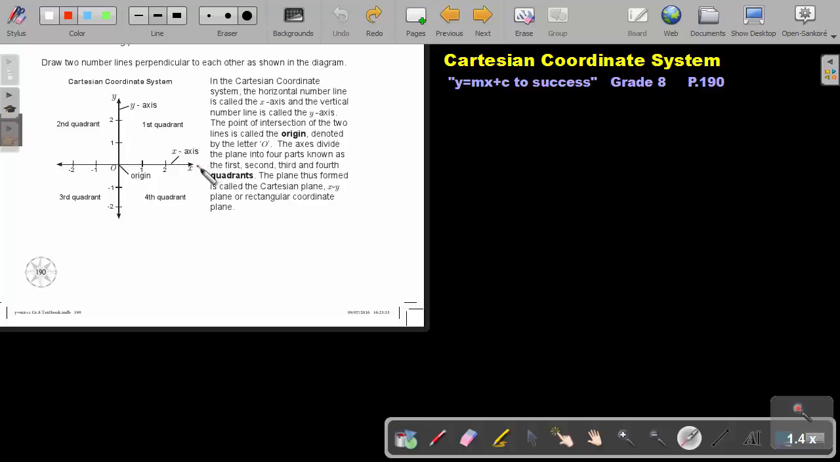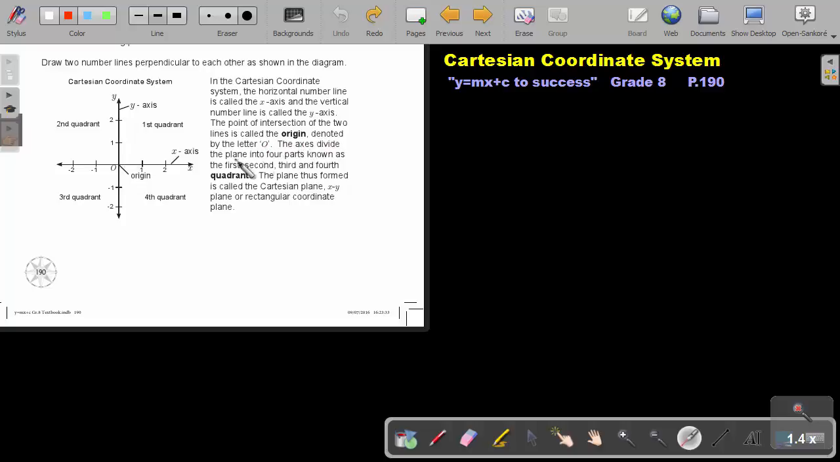In the Cartesian Coordinate System, the horizontal number line is called the x-axis, this one, and the vertical number line is called the y-axis. The point of intersection of the two lines is called the origin. In the middle there is the origin, denoted by the letter O.